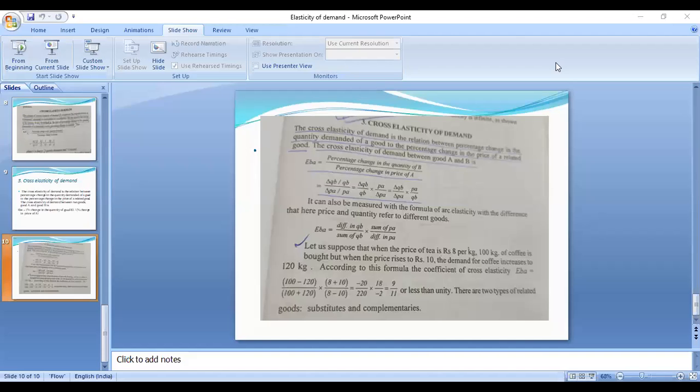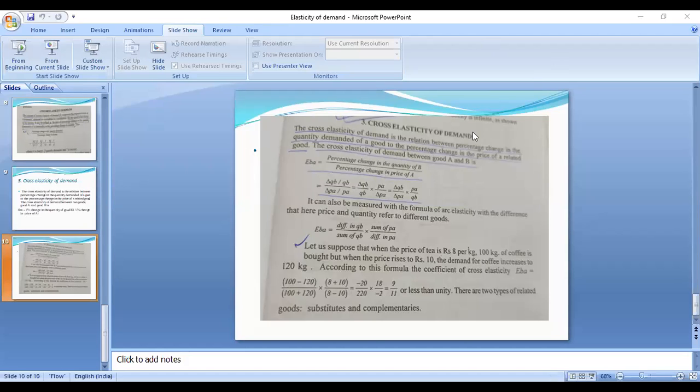So 10 minus the old price is 8. So 10 minus 8, into the old price, is 8 rupees per kg of tea. So 8 divided by, when it was 8, the quantity demanded is 100. So 8 divided by 100.